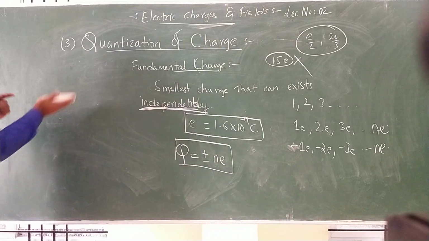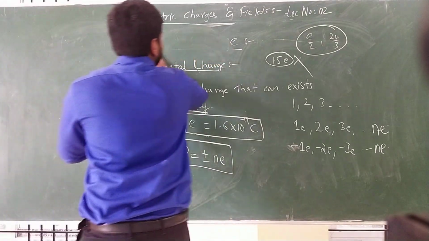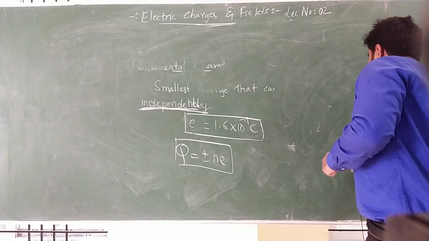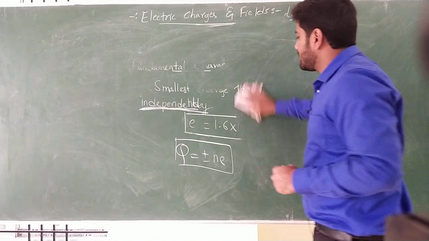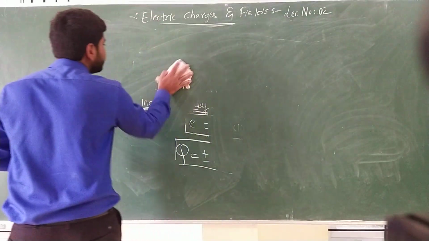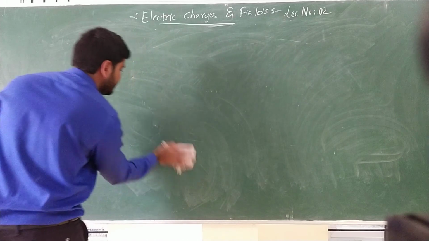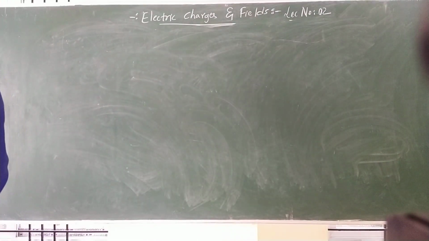Okay, this is the quantization of the charge. Understood? It is available in a fixed number. It means the total charge is an integral multiple of the fundamental charge. That is integral.